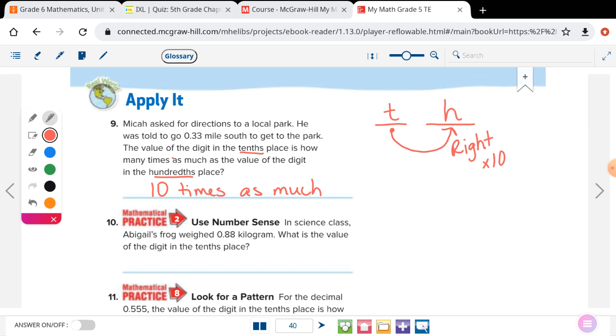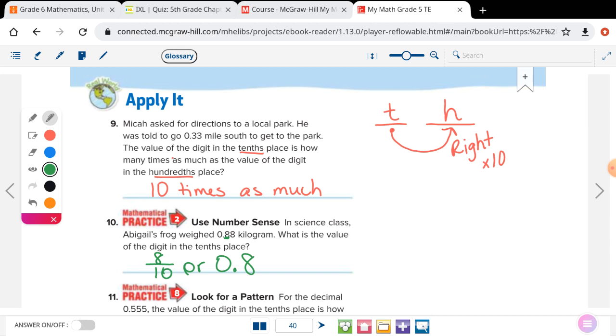In science class, Abigail's frog weighed 88 or 0.88 kilogram. What is the value of the digit in the tenths place? So it's not asking me to compare anything. It's just saying the tenths place right there. What is the value of that digit? Brennan? 8 tenths, because we have an 8 in the tenths place. So the value is 8 tenths, or I could write that as 0.8. Should we know how to write that both ways?